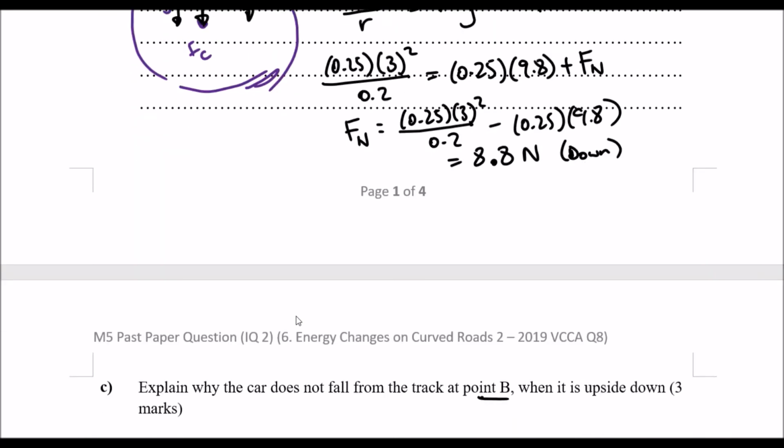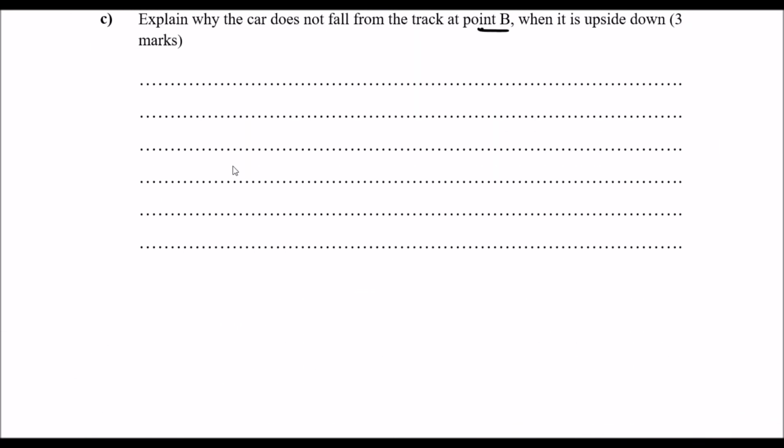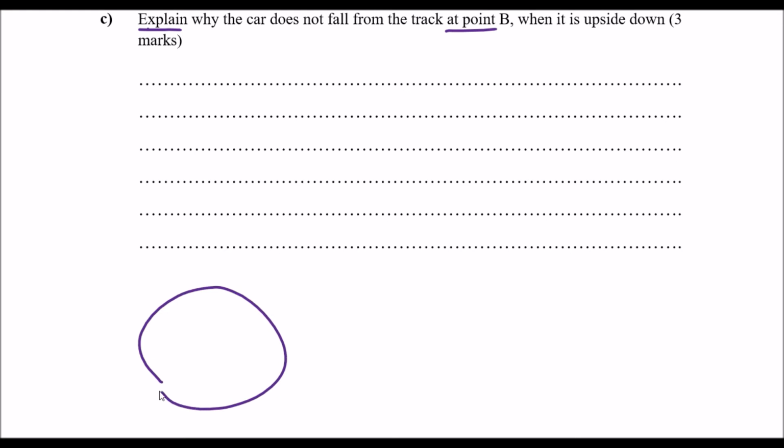Okay, let's look at question C. It says, explain why the car does not fall from the track at point B when it is upside down. So if we have the circle here, our loop-the-loop, so to speak, our car is at this point of the loop. Now it is moving in this motion here. We can also see that our loop is a circular loop, so it's undergoing some kind of uniform circular motion.